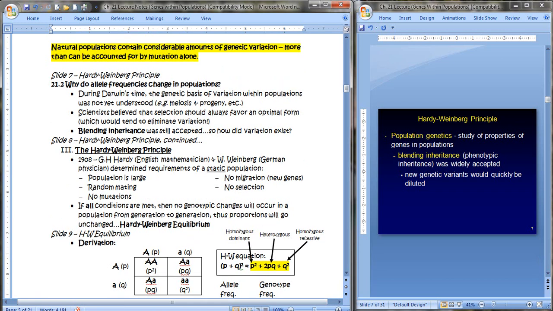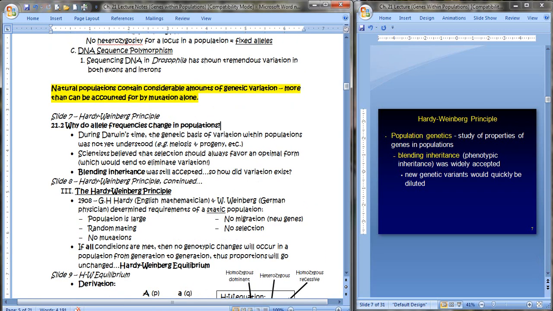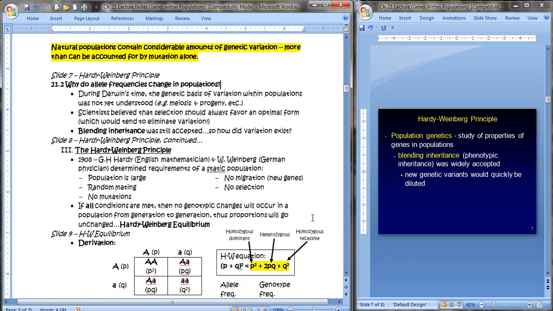Where we left off was just talking about the fact that the amount of genetic variation that we see cannot possibly be explained by mutation alone. So this brings us to trying to figure out, how do allele frequencies change in populations then? Remember that genotype dictates phenotype, which means that if you have a change in your phenotype, there's got to be some change in the allele frequencies.